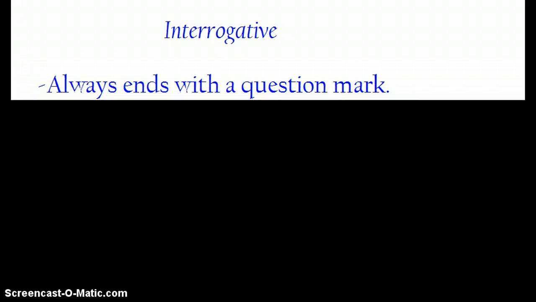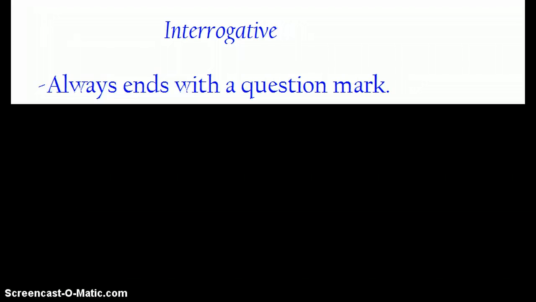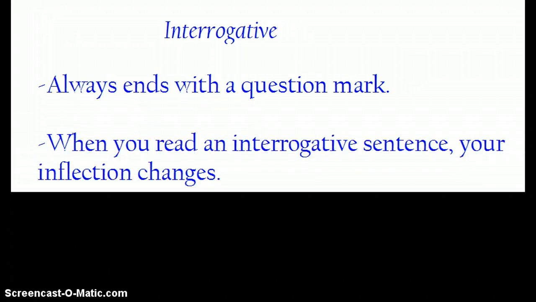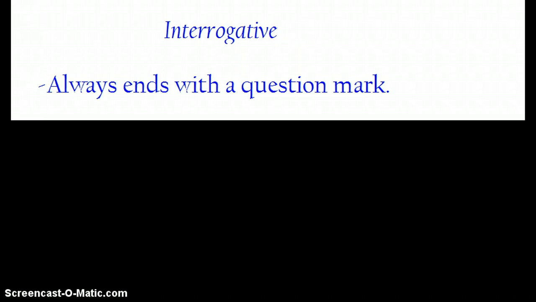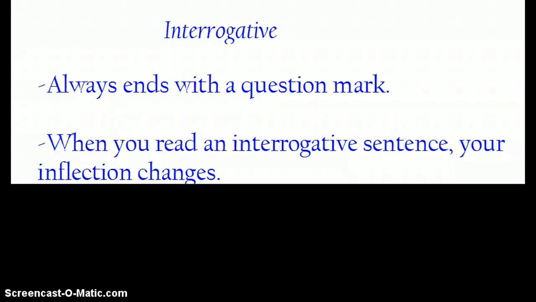So the second one is interrogative. Now, interrogative is like the word interrogate. To interrogate somebody means to ask them questions to try to gather information. So that's why interrogative sentences always end with a question mark. These are really just questions. You're trying to gather information by interrogating, technically. These can be questions about where, who, what, when, why, how. And usually when you read these, your inflection changes. At the end of the sentence, your voice will do something differently.